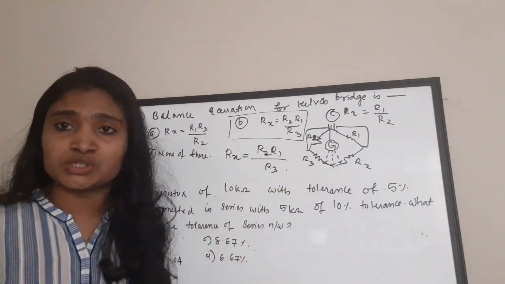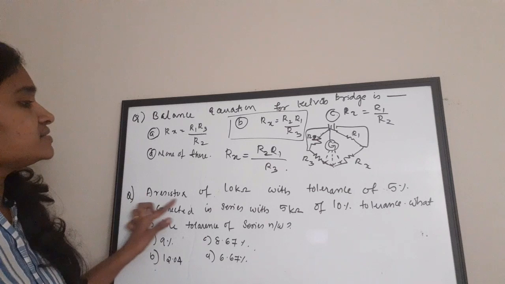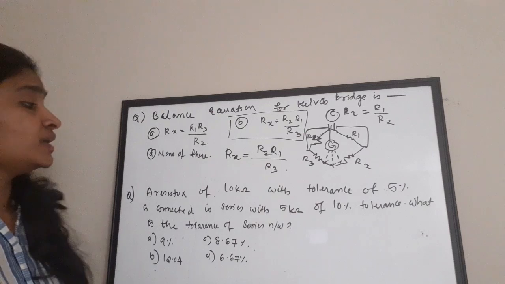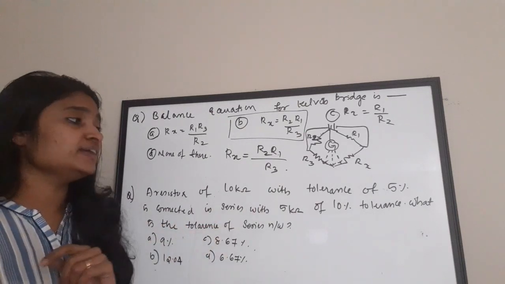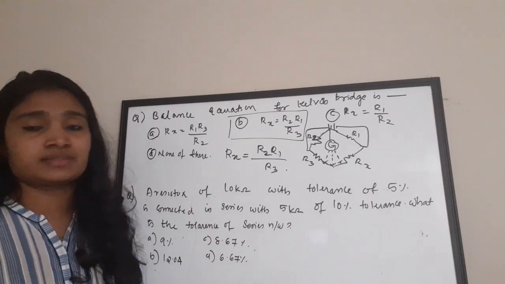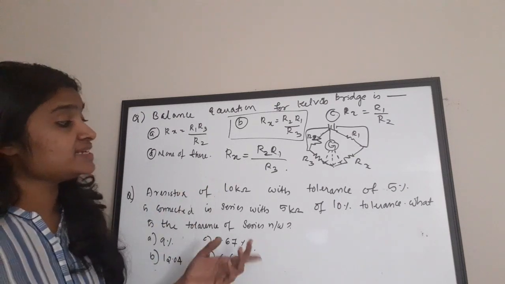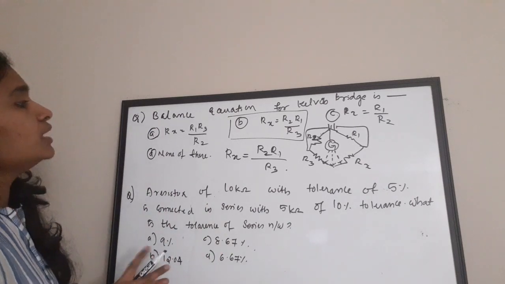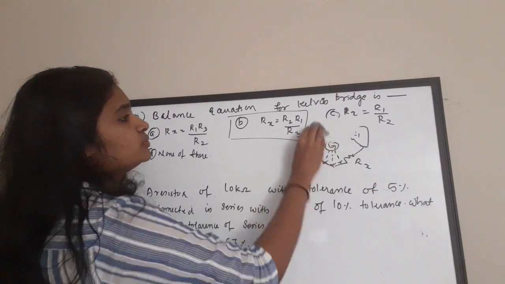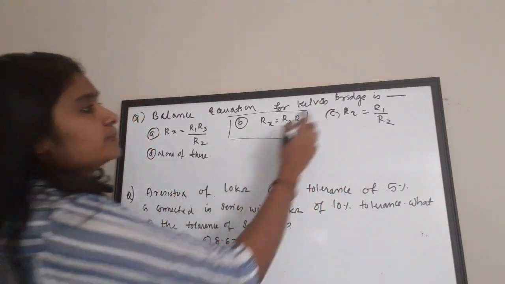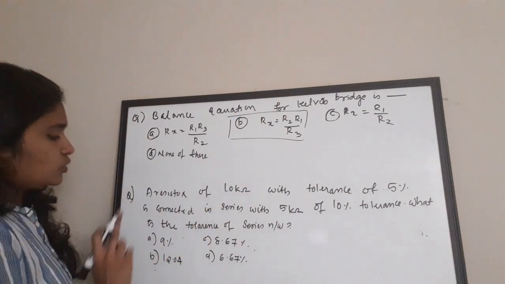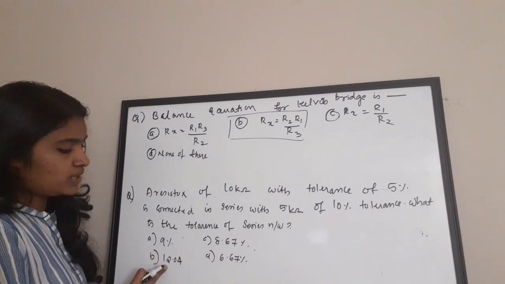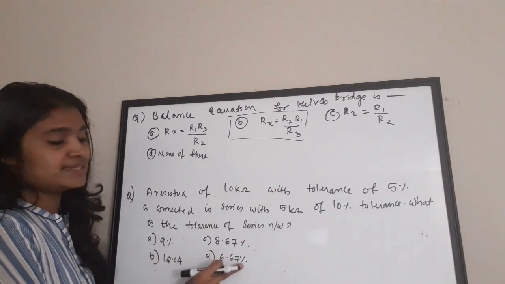The balance equation is that. Next question is, a resistor of 10 kilo ohm with tolerance of 5% is connected in series with 5 kilo ohm of 10% tolerance. What is the tolerance of the series network? So we need to find the value of the series network tolerance. I'll remove this in order to make some space. Now the options given are A 9%, B 12.04%, C 8.67% and D 6.67%.